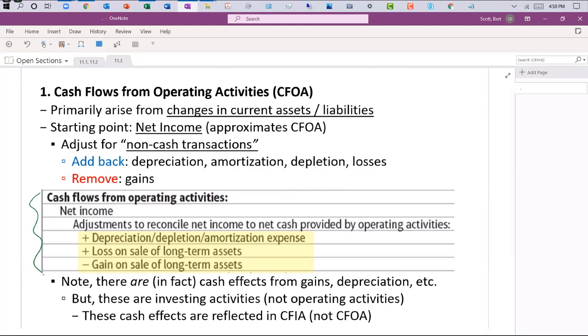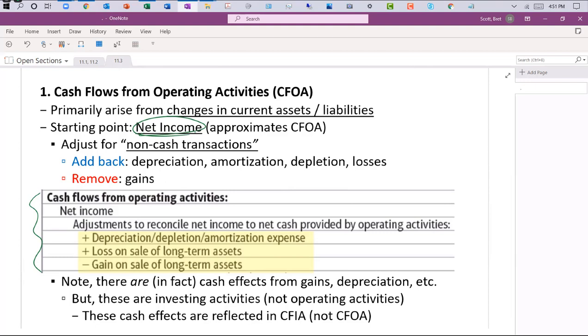The indirect method starts with net income because it's a close approximation of cash from operating activities. Granted, we know that revenue can be recorded on account, meaning that, hey, we earned revenue, but we didn't get cash, we recorded an account receivable. We also know there's lots of expenses that affect net income that could be just accrued and not necessarily paid. So when we're starting with net income, we know it's a close approximation of cash from operating activities because cash, in fact, affects operations. But what we need to do is pull out of net income any non-cash transactions.